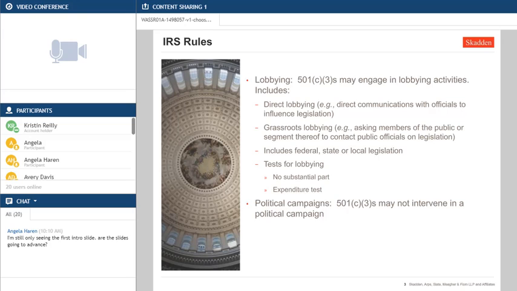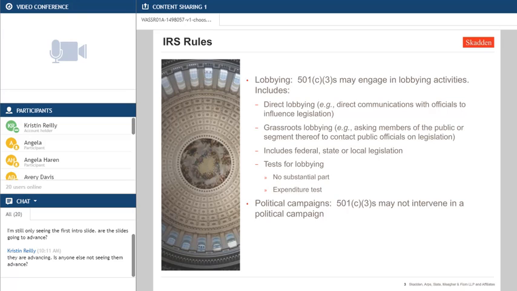And so there are 2 tests for how you stay a C3 rather than going over that line to becoming a C4 social welfare organization, or an action organization as the IRS calls it, or a C6, which is like a trade association. Two tests for how you can engage in lobbying as a C3, stay within your C3 lines, stay tax exempt and not cause any issues with the IRS.